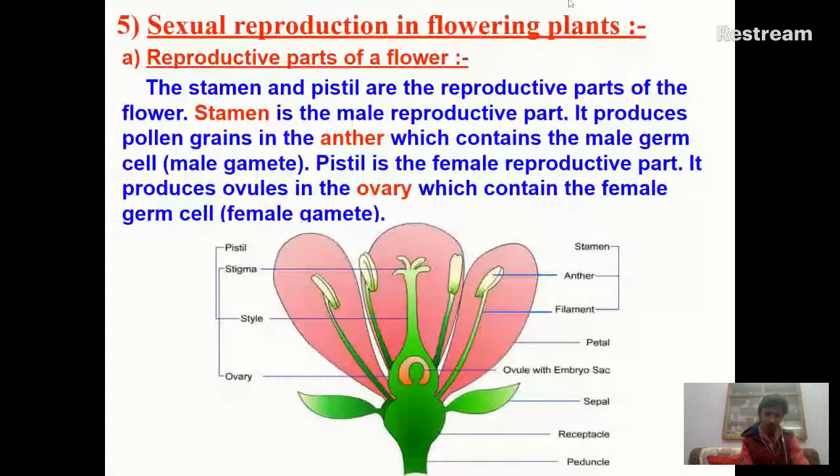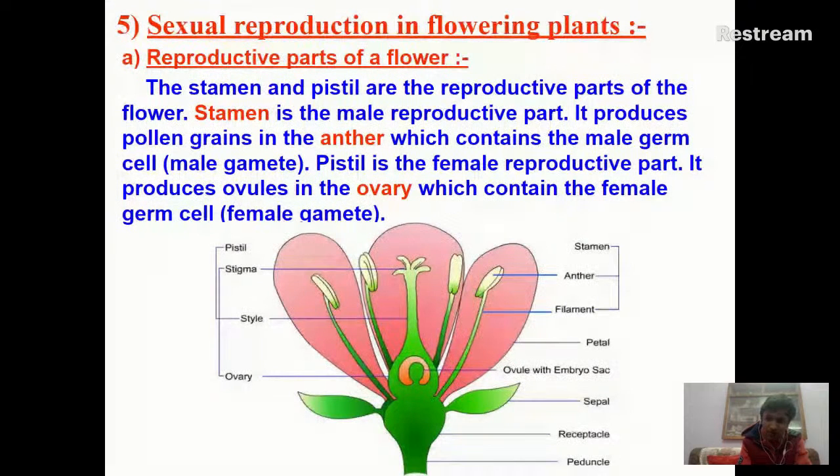The stamen and the pistil, they are the two main reproductive parts of the flower. जो stamen and pistil हैं वो दो main parts हैं flower के.